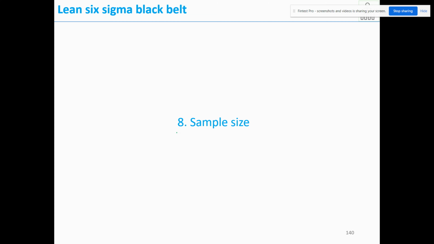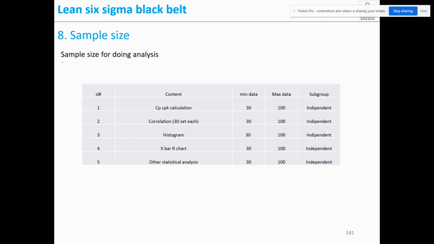So next, let us see sample size for doing analysis. There are various types of analysis. By default, more than 30 data points are required in order to predict something. The less data we have, the more distorted conclusions we make. For doing a CPK calculation, we need a minimum of 30 data and a maximum of 100 data. The subgroup is independent. You can take 5, you can take 10, whatever it is.